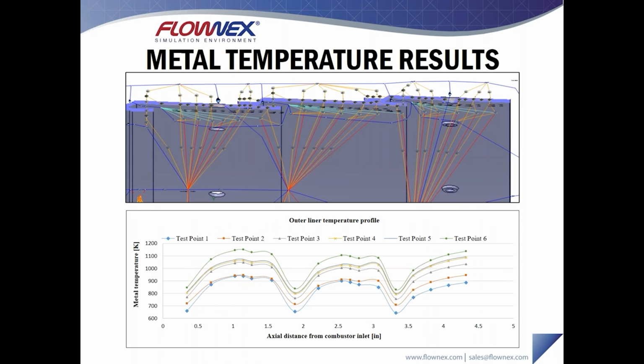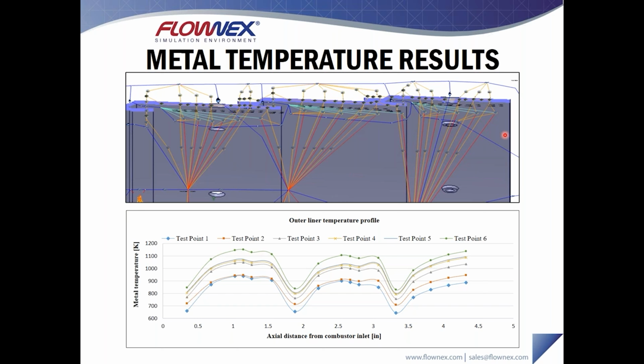If we look at metal temperature results, we're just looking at 3 of the liner panels right here, and each of these points just corresponds to a point on the liner wall. So you can see how many times we've discretized each of the panels, and this point right here is right at the slot exit. And you can see as we move away from the slot exit, or the source of the film, we have an increase in liner metal temperature.